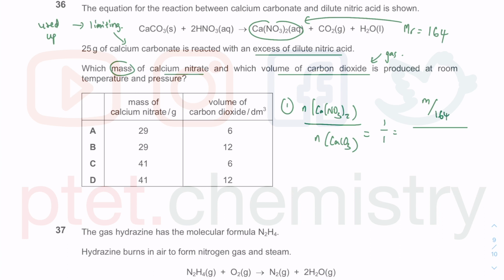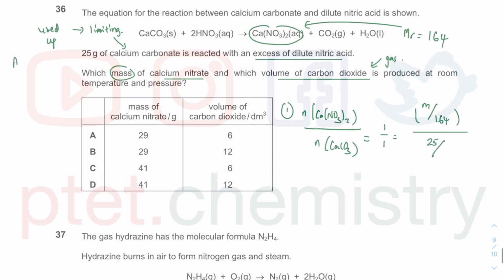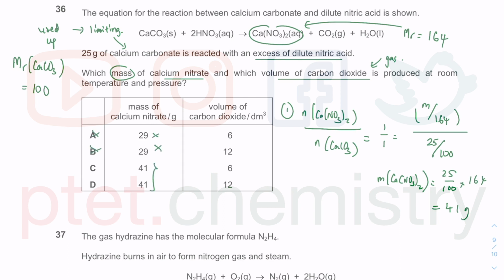So mass of the calcium nitrate over 164 comes from 25 gram of calcium carbonate. So 40 plus 12 plus 16 times 3 gives me 100. So the mass of the calcium nitrate, as you could see, hopefully, is 25 over 100 times 164. This gives me 41 gram. So I get these and these being wrong. So could be C or D.